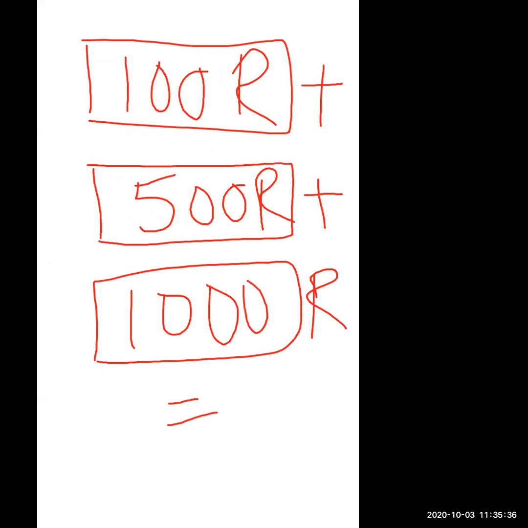1000 plus 500 plus 100. Yes, Shlok, I'm waiting for you. I want the answer from you. 600. 1,000. No, beta, you have to read it like this: 1,600. Understood how to read 1,600? Understood now?